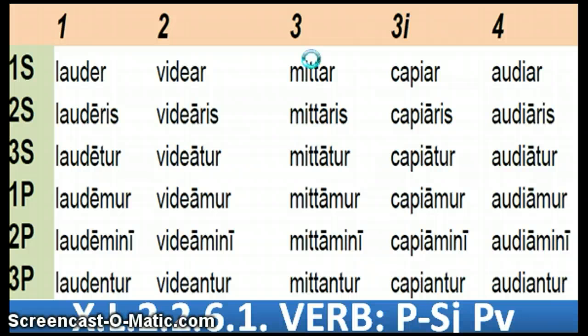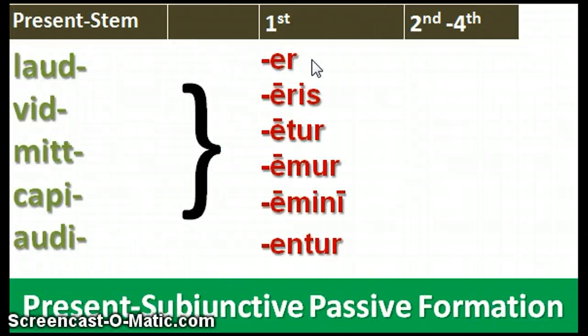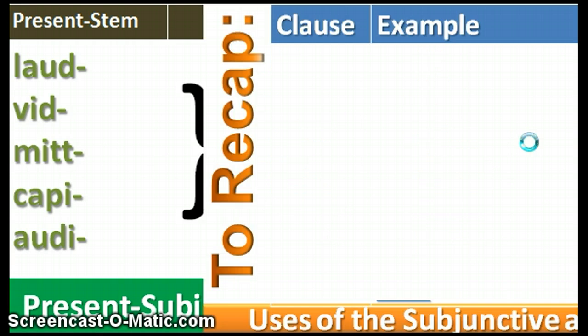As for the passive, same rule applies, but with passive endings that we've seen already. Present first conjugation has the E where it shouldn't be, while the second and fourth have the long A.